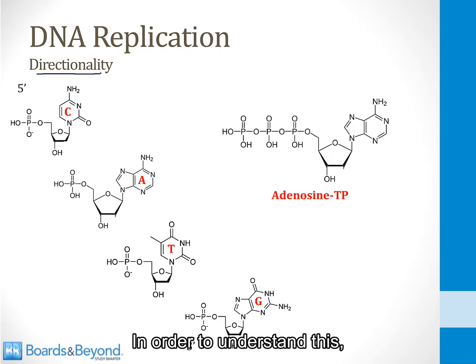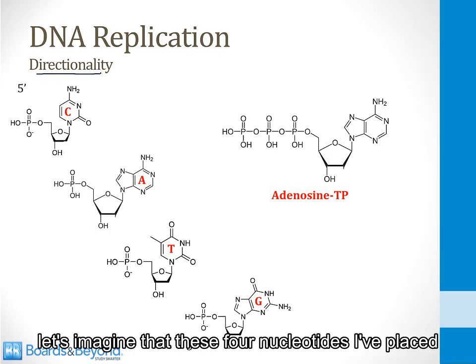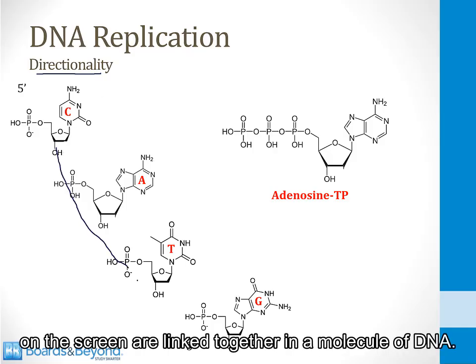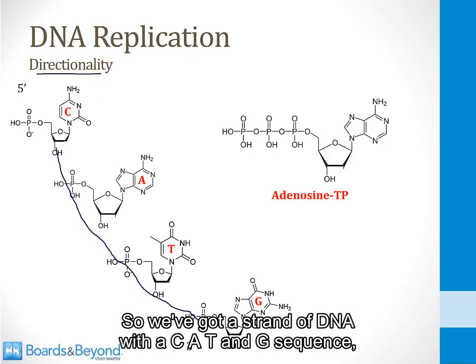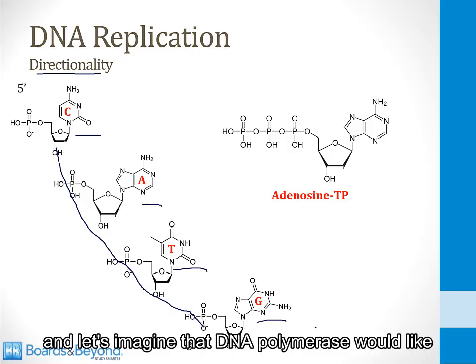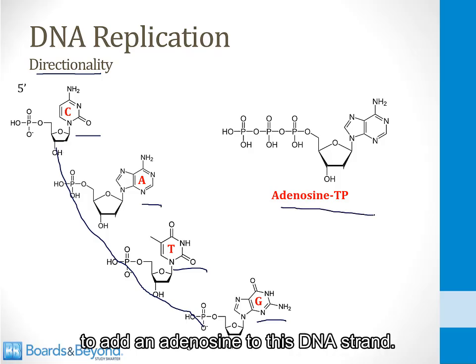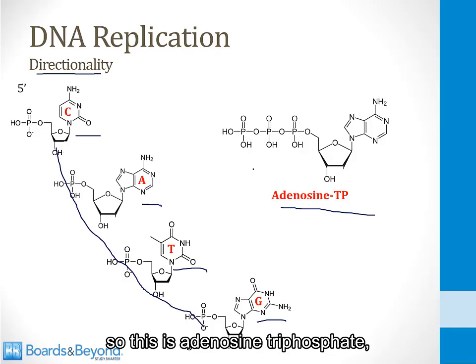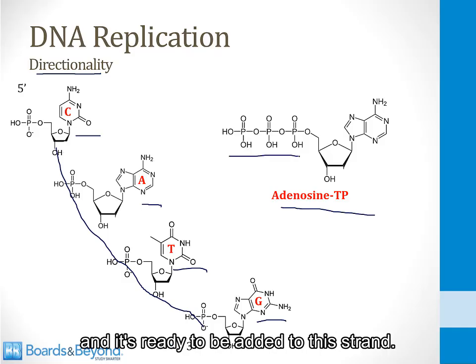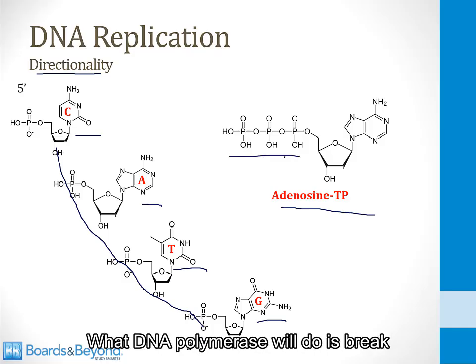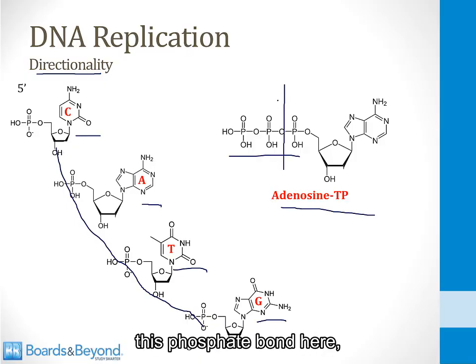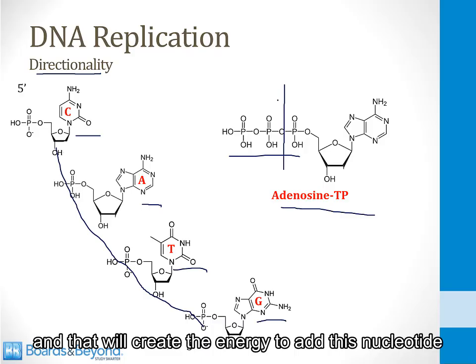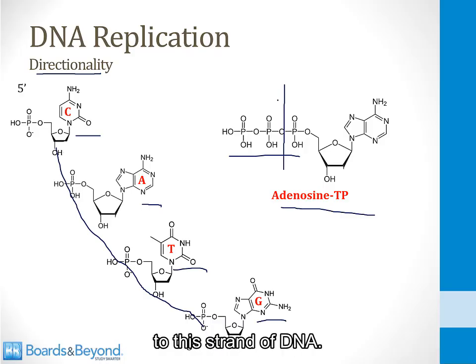In order to understand this, let's imagine that these 4 nucleotides I've placed on the screen are linked together in a molecule of DNA. So we've got a strand of DNA with a C, A, T, and G sequence. And let's imagine that DNA polymerase would like to add an adenosine to this DNA strand. Well, nucleotides are always added in a triphosphate form. So this is adenosine triphosphate, and it's ready to be added to this strand. What DNA polymerase will do is break this phosphate bond here, and that will create the energy to add this nucleotide to this strand of DNA.